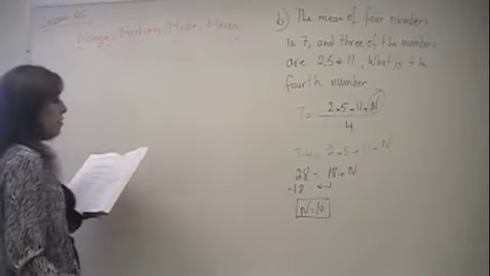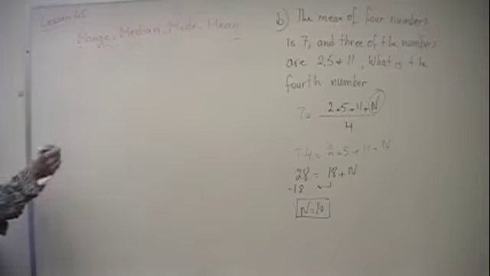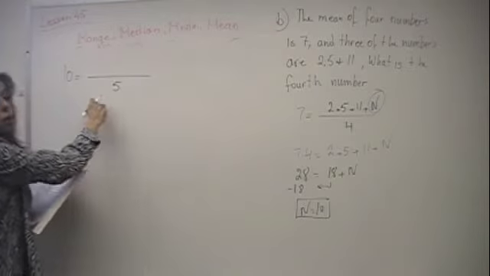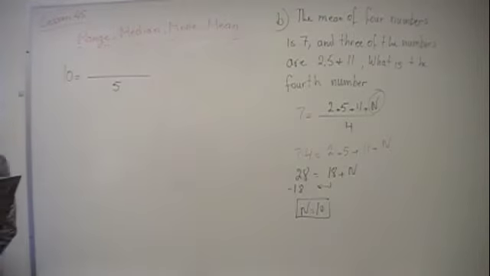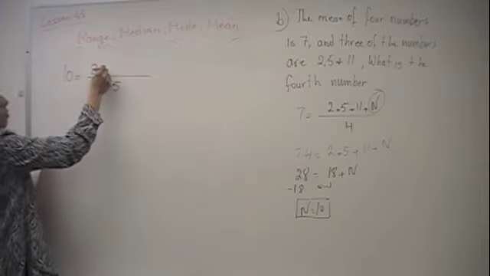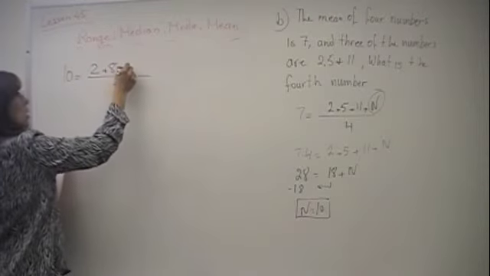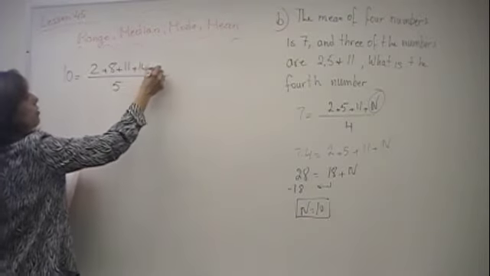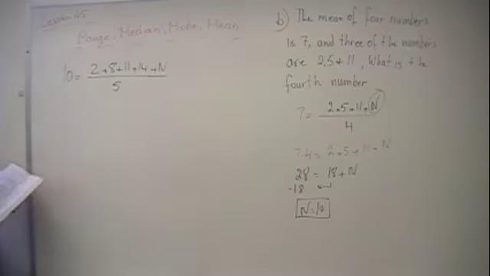The mean of 5 numbers is 10. So 10 equals the mean of 5 numbers, so the 5 is going to go in my denominator. 4 of the numbers are 2, 8, 11, and 14. 2 plus 8 plus 11 plus 14. And find the 5th number. So here's my n right here.